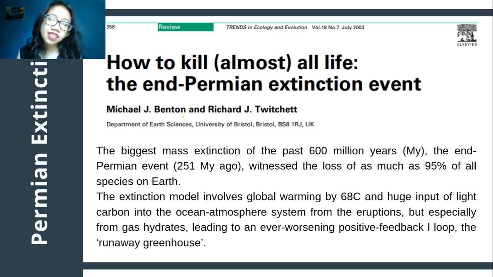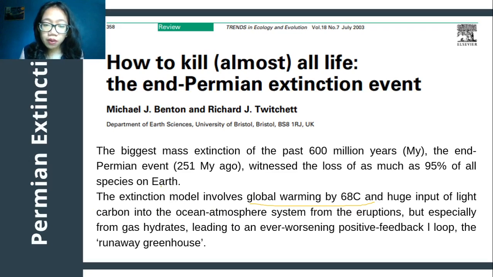So the Permian extinction, a very detailed paper. If you want to look for this paper, this is open access. You can search this in Google Scholar and you will find it readily. So: how to kill almost all life, the end-Permian extinction event. So in this paper, it details that there were several volcanic eruptions. So the volcanic eruptions in Siberia caused an increase in temperature. So the extinction model involves global warming by 68 degrees.